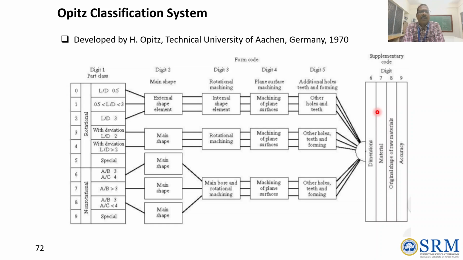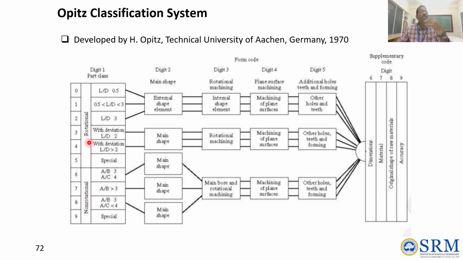Opitz is the researcher or professor who created this classification system. Based on his principle, there are digits 1 to 9. Digit 1 is part class, digit 2 is main shape, digit 3 is rotational machining, digit 4 is plane surface machining, and digit 5 means additional holes and teeth forming. Then there are supplementary codes 6, 7, 8, 9. Under digit 1, the first digit, there is 0 to 9. Under 0 to 5, you have a rotational component, and from 6 to 9, you have a non-rotational component.